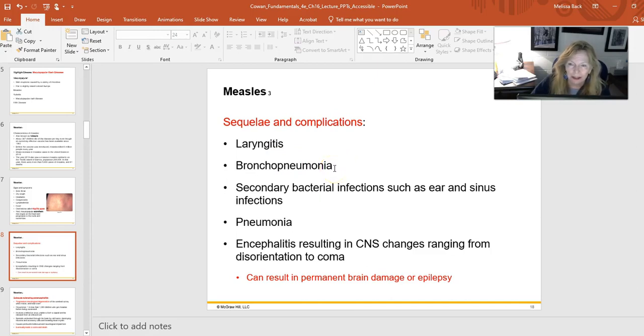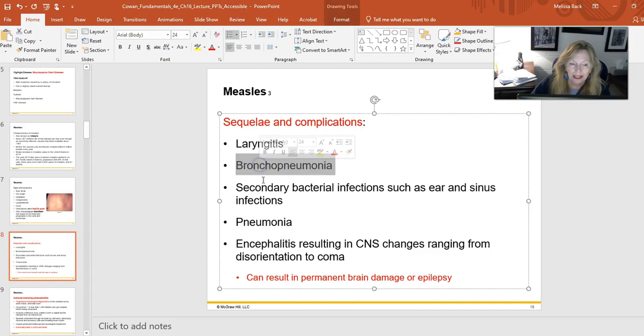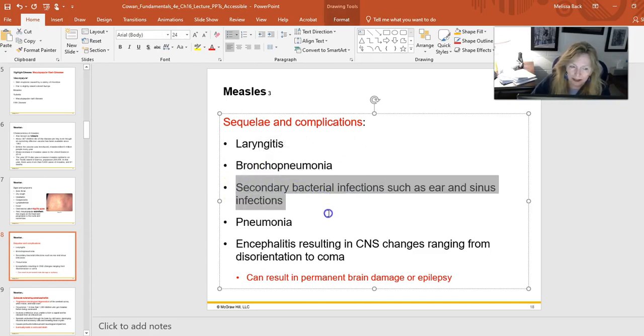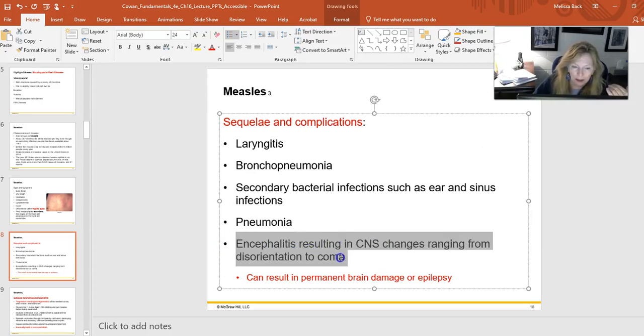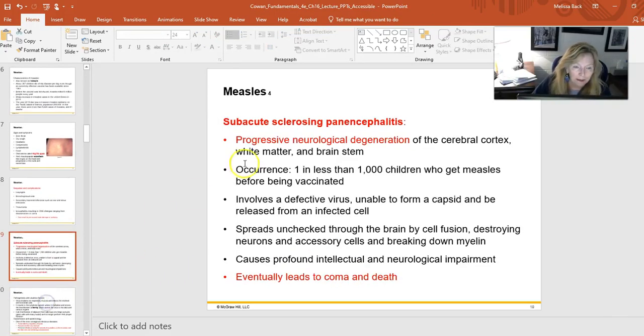Because the person is so compromised, they can then get a secondary bacterial infection on top of it that can even lead to bacterial pneumonia following, which we know has an extremely high mortality rate, even with treating with antibiotics. And on rare occasions, it can even go into the central nervous system causing inflammation of the brain, and then leading to coma. This would result in permanent brain damage and or epilepsy.